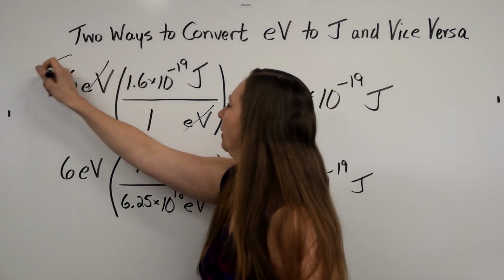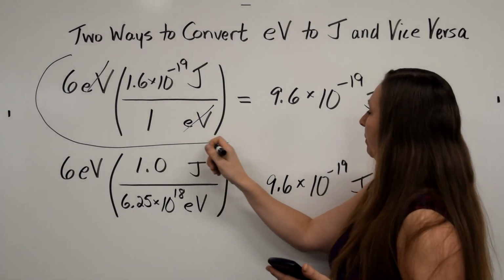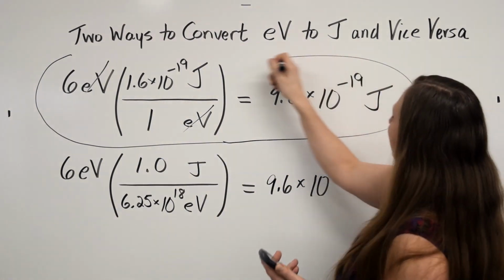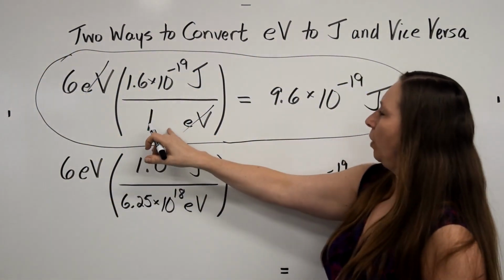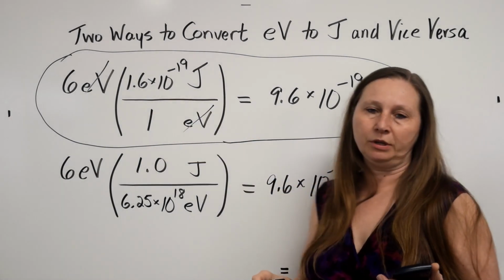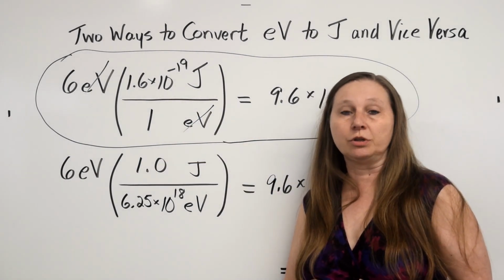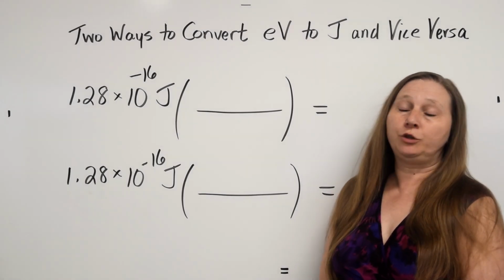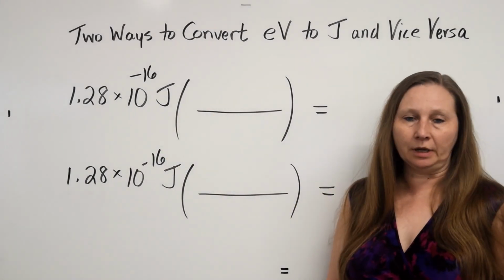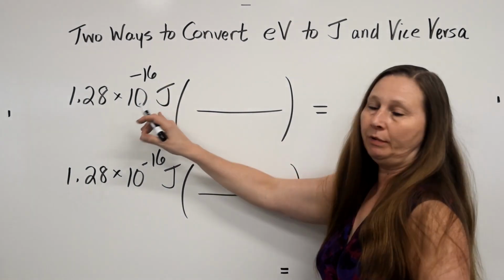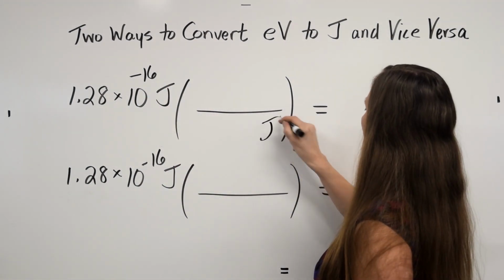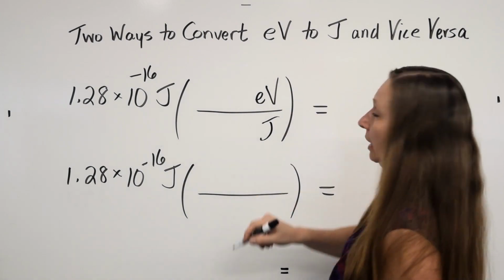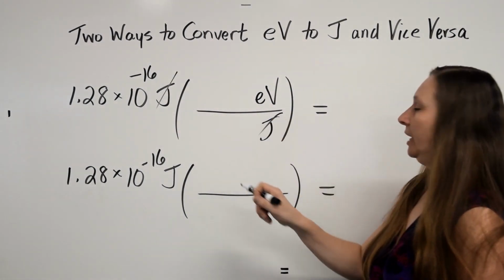You're probably going to do it this way because this is the equality that is in your reference tables. 1 electron volt is equal to 1.6 times 10 to the negative 19 joules, right on the front of your reference tables. What if we have joules and we want to convert to electron volts? Well, we'd like to get rid of the joules, so put joules on the bottom, put electron volts on top. The joules are going to cancel.